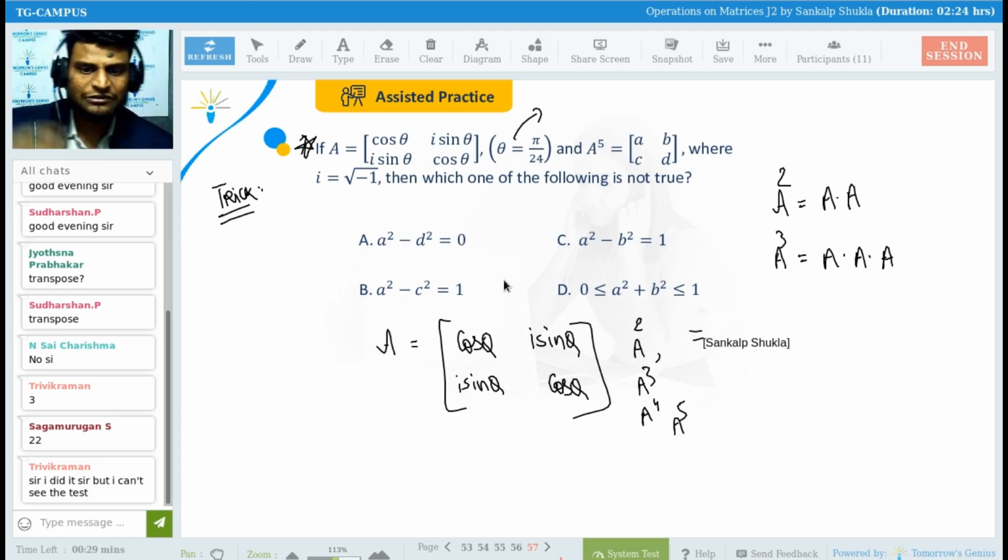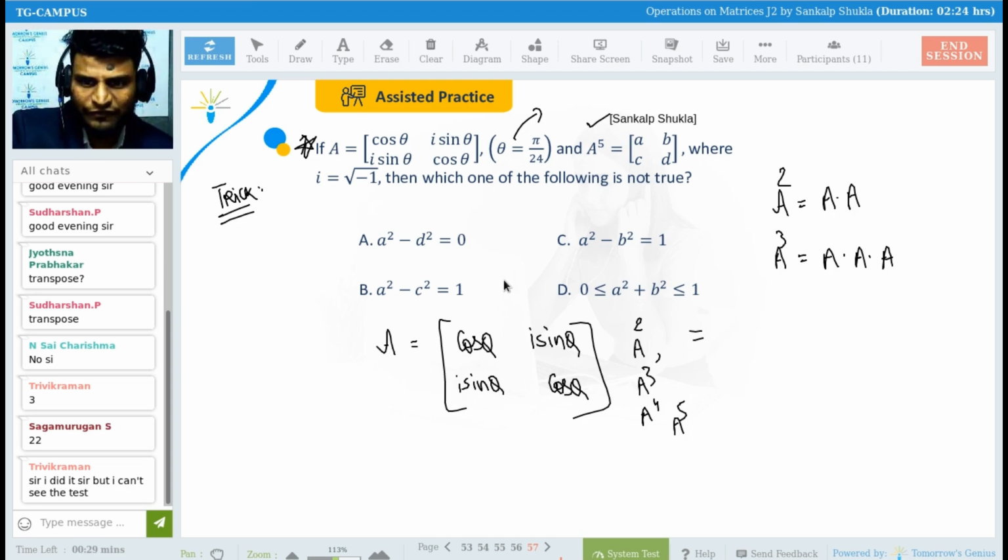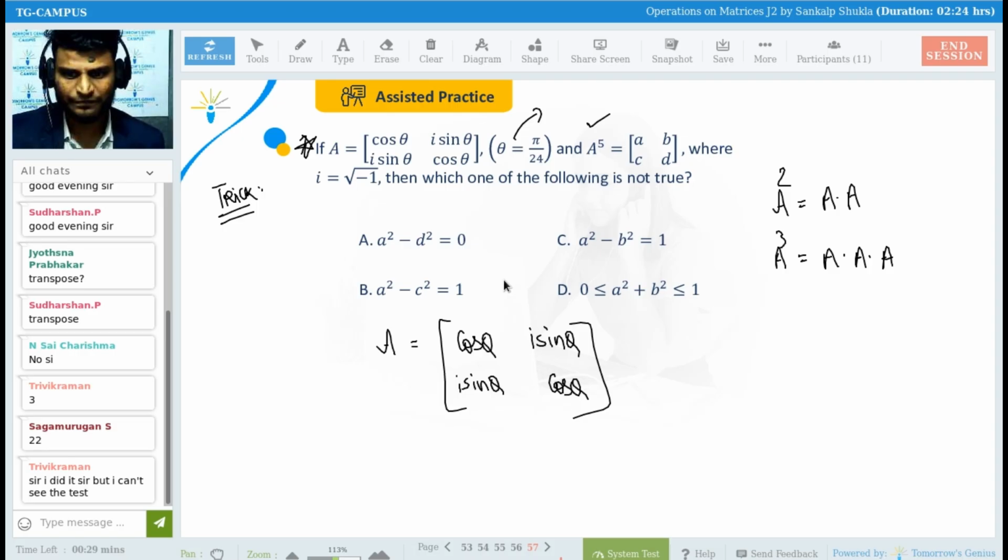So A square will be what? Just replace your theta with 2 theta. A cube will be what? Just replace your theta with 3 theta. A4 will be what? Just replace your theta with 4 theta. And similarly, we have to find A5. So I will not multiply it 5 times. Rather, I will replace my theta with 5 theta.